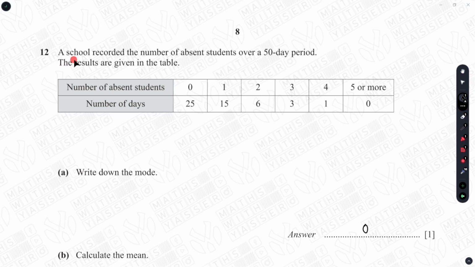Question number 12. A school recorded the number of absent students over a 50-day period. The results are given in the table. Write down the mode. Since 0 has the highest frequency, which is the number of days, the frequency of course, therefore the mode will be 0.